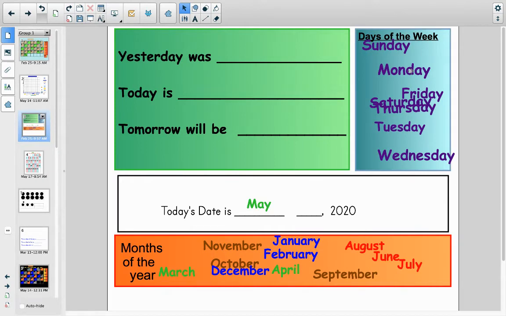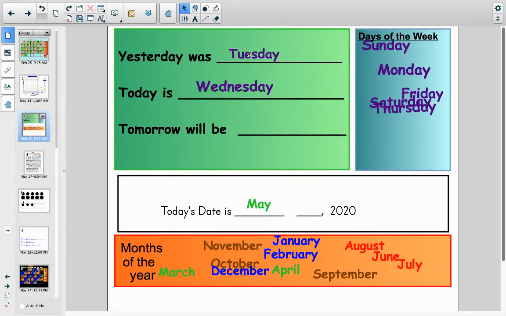Okay, so today is Sunday, Monday, Tuesday, Wednesday. Can you guys say, today is Wednesday? And yesterday was Sunday, Monday, Tuesday. Yesterday was Tuesday. And tomorrow will be Tuesday, Wednesday, Thursday. Tomorrow will be Thursday.